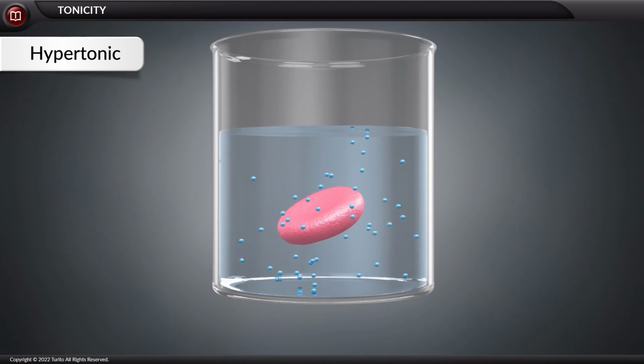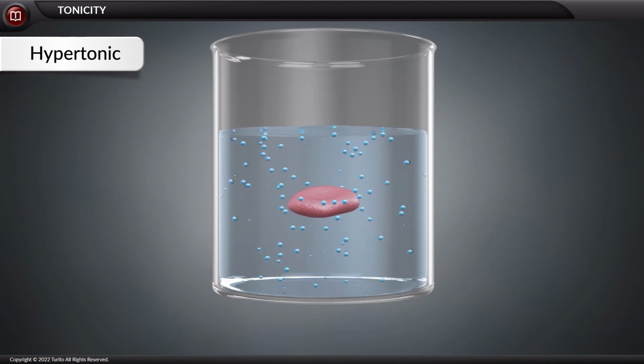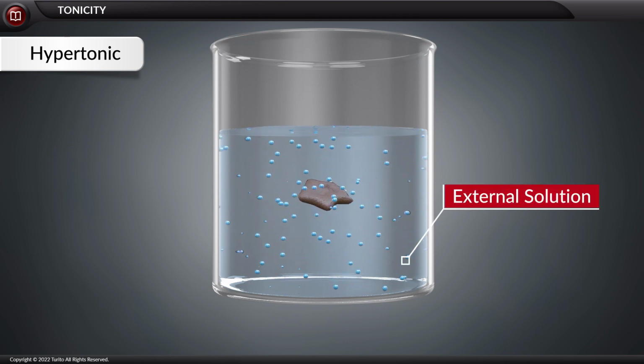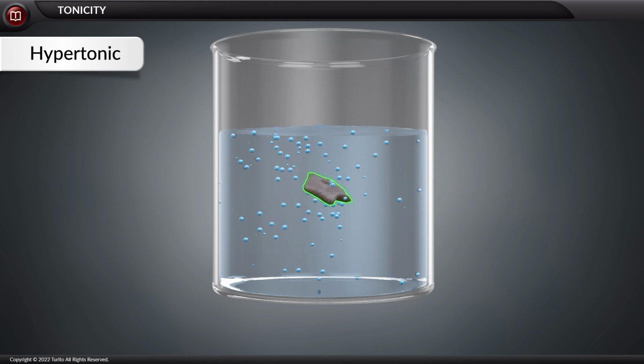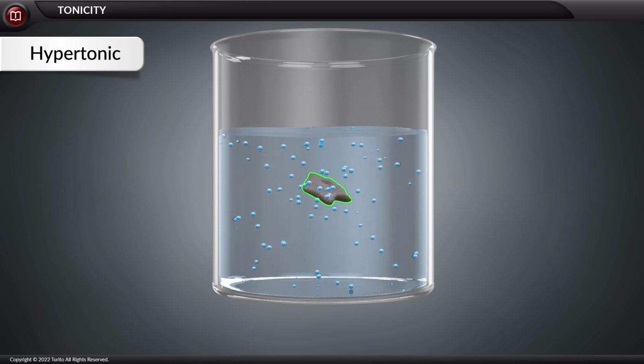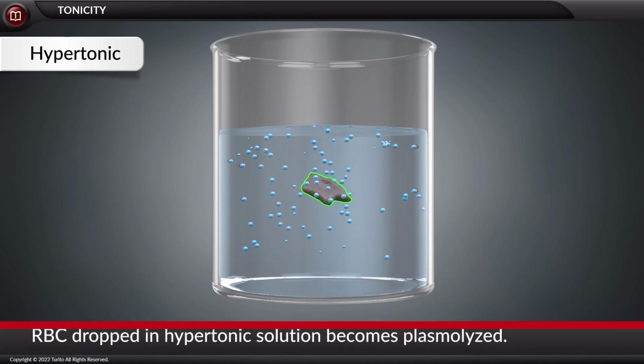When a red blood cell is dropped into any hypertonic solution, there will be movement of free water out of the cell into the external solution. What would happen to the cell now? When water moves out of the cell, it will shrink and ultimately die. The shrinking of the cell by water loss is called plasmolysis.